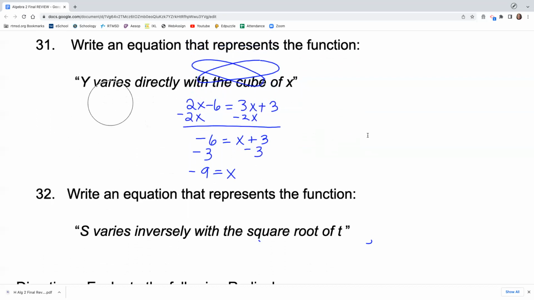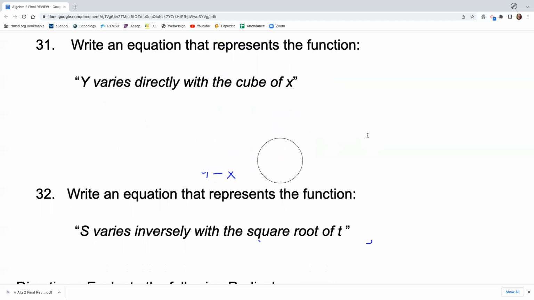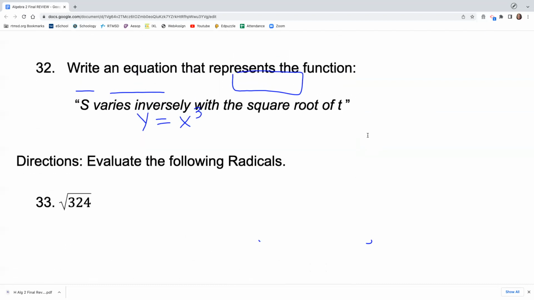Okay, varying directly or inversely. So when it's something direct, y varies directly. You got y equals whatever this is. The cube of x is x cubed. So that's your answer for 31. Inverses, though, are 1 over whatever it is. So s varies inversely would be s equals 1 over whatever this is, which is the square root of t.